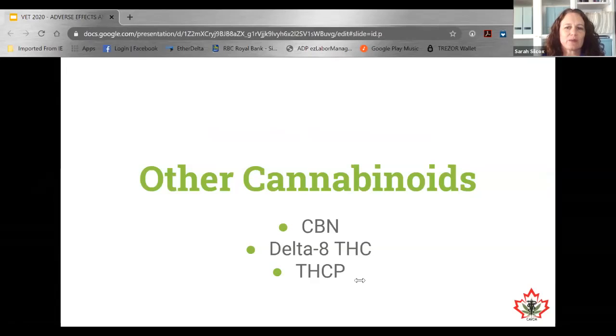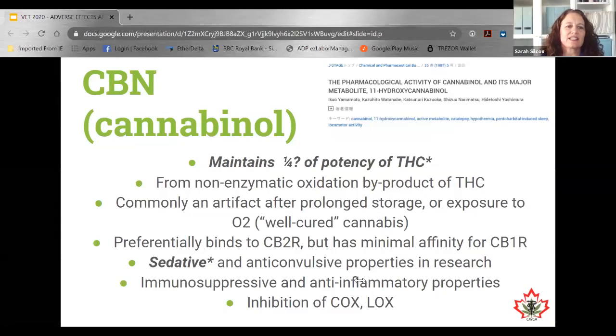And while there are a number of cannabinoids being investigated for their therapeutic effects, I just want to touch on a few that deserve some mention while we're talking about adverse effects. CBN is a really fascinating cannabinoid. It's produced through oxidation of THC. So it commonly occurs when you've got cannabis products that have been stored for a prolonged period of time. And it maintains anywhere from a quarter or an eighth or a tenth, depending on which reference you read, the potency of THC. It may be mildly intoxicating, if at all.